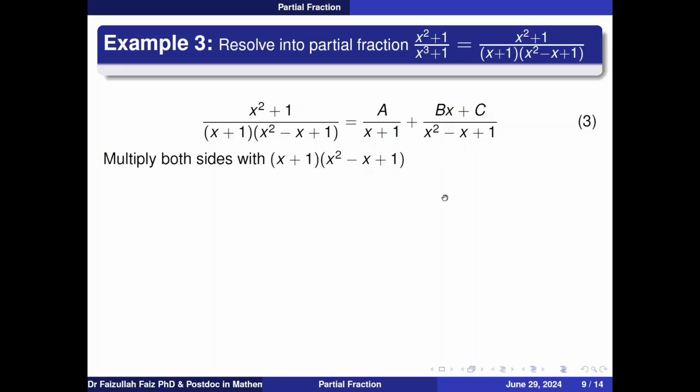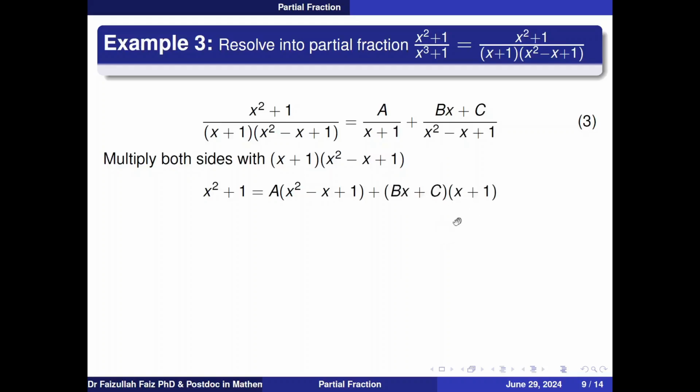So we multiply each term with the LCM of the right hand side, and we can see from the left hand side the denominator x plus 1 into x square minus x plus 1 will cancel, and we get only x square plus 1. From the first term on the right hand side, we can see x plus 1 will cancel with x plus 1 and we get a into x square minus x plus 1. From the second term, x square minus x plus 1 will cancel and we get bx plus c into x plus 1.